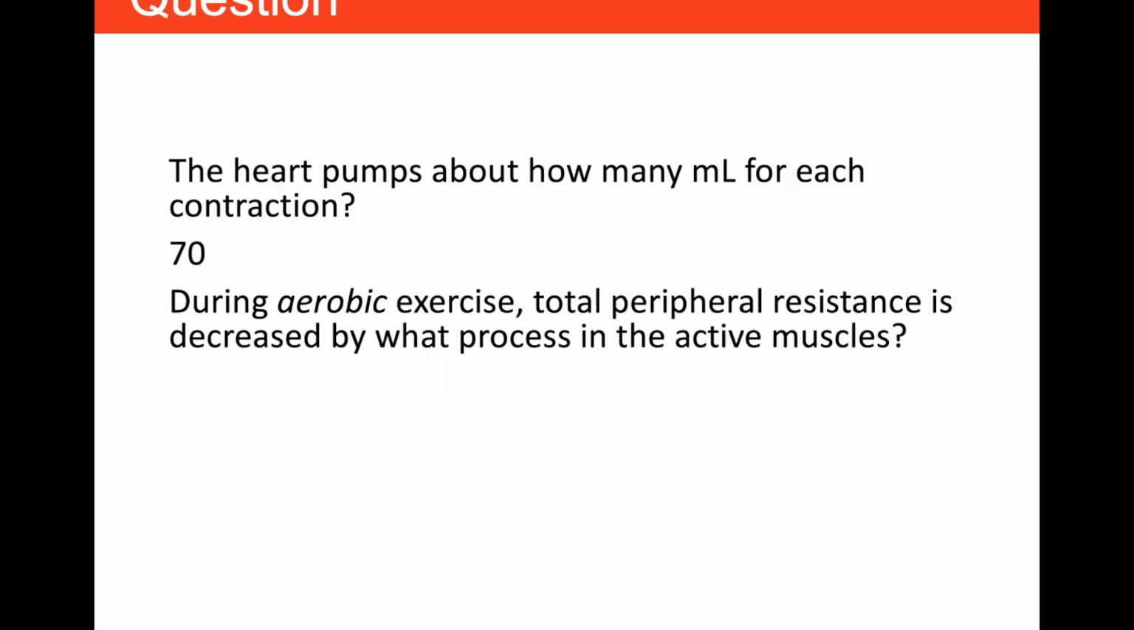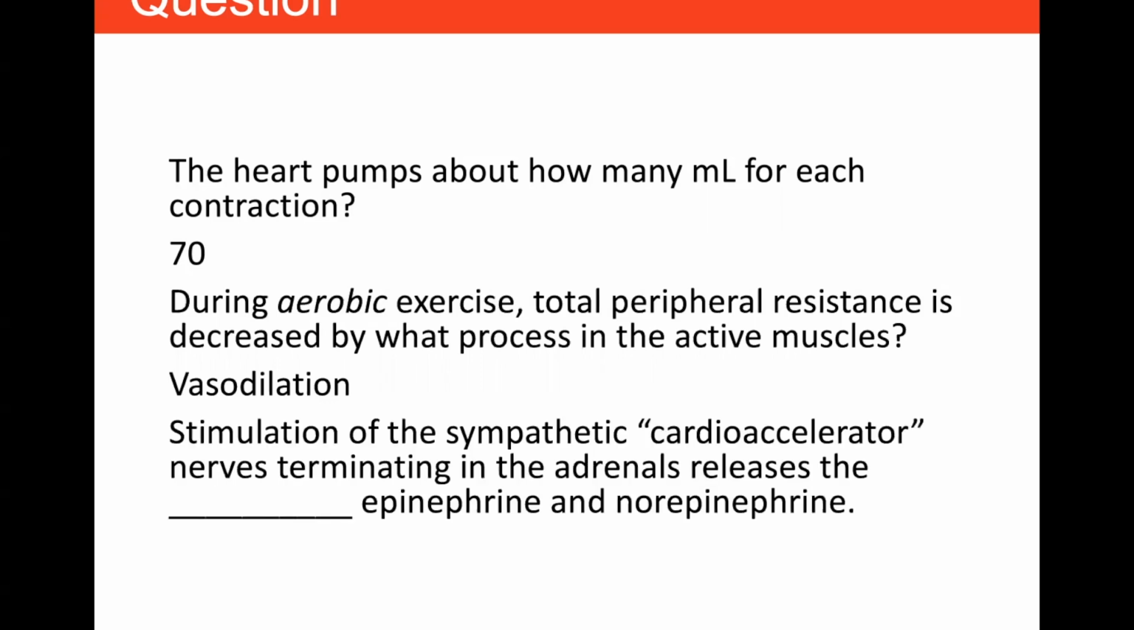During aerobic exercise, right, TPR, total peripheral resistance, is decreased by what process in muscles that are active, right? It's vasodilation, right? So when we exercise, sympathetics get stimulated, so that certainly contributes to vasoconstriction, but that's mainly in non-active muscles and organs that don't really need to be used during active exercise, which get vasoconstricted, but active muscles get vasodilation.